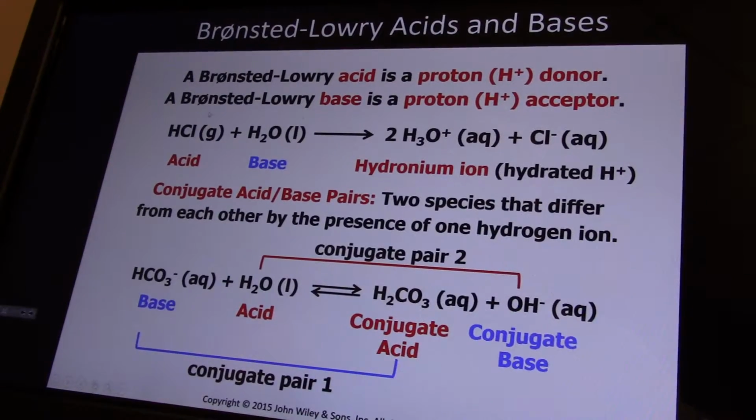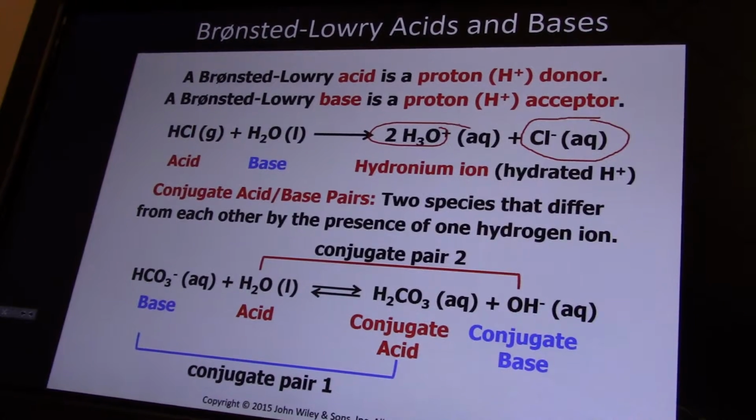When an acid gives up its proton, what's left is called the conjugate base. And when the base accepts a proton, what's left is called the conjugate acid. In general, reactivity goes from strong acids and bases to weak acids and bases. So hydrochloric acid is a lot stronger than H3O+. Water is a stronger base than Cl-. It always moves in the strong to weak direction.